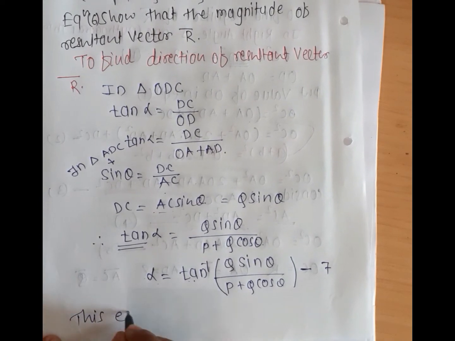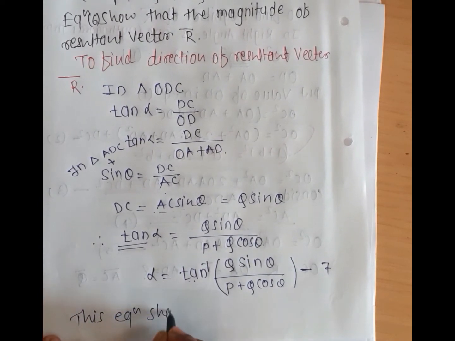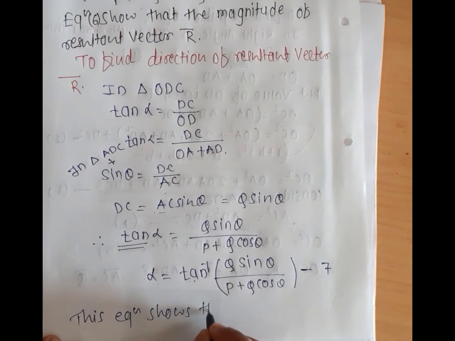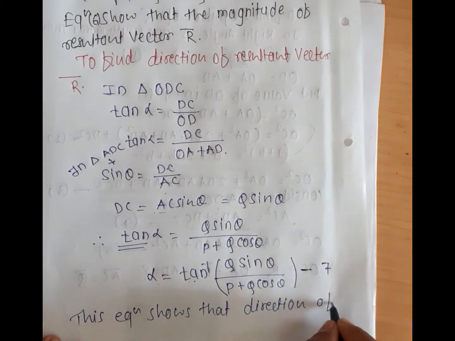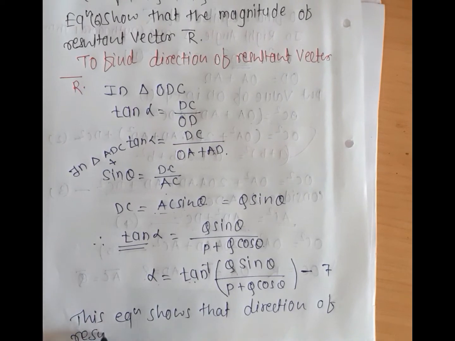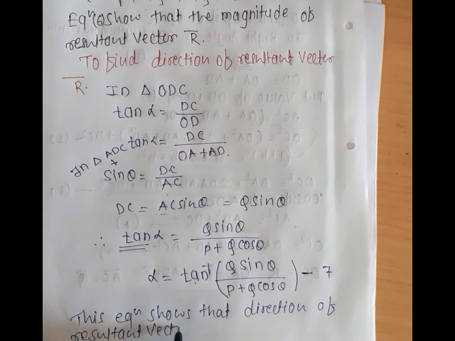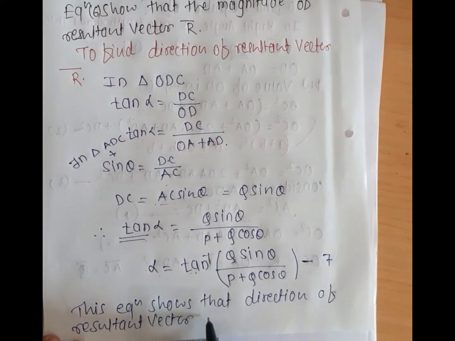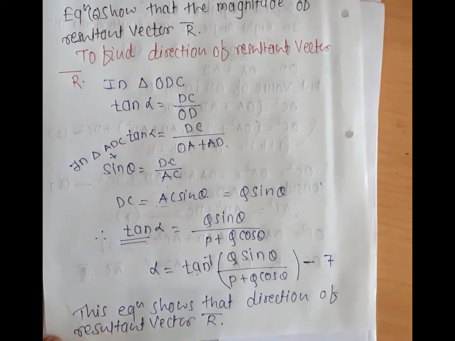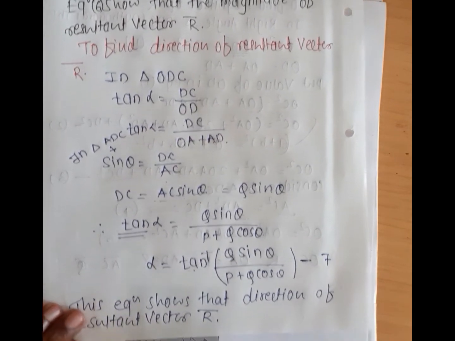This equation shows the direction of resultant vector R bar. Similarly, we find the value of beta.